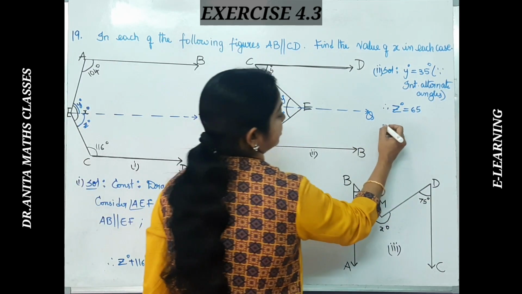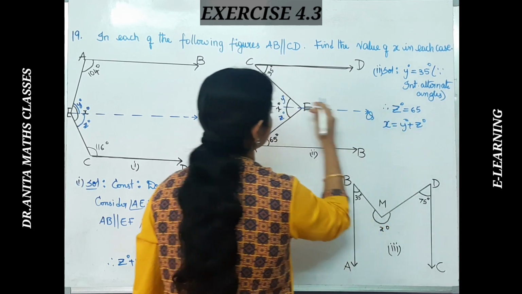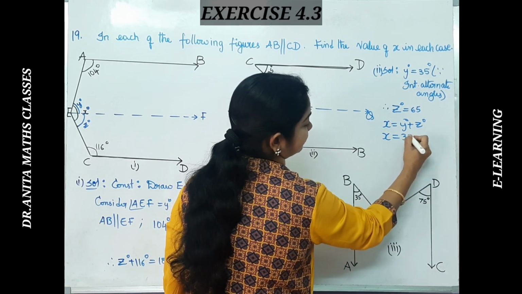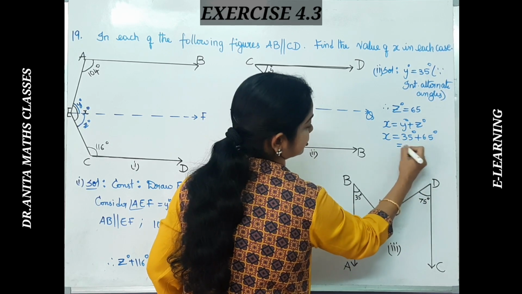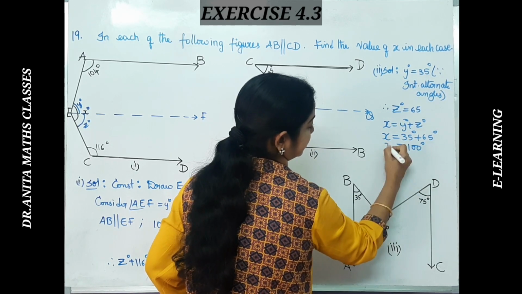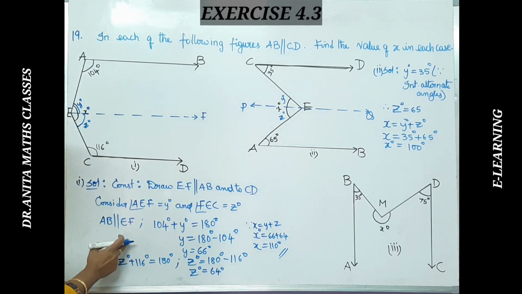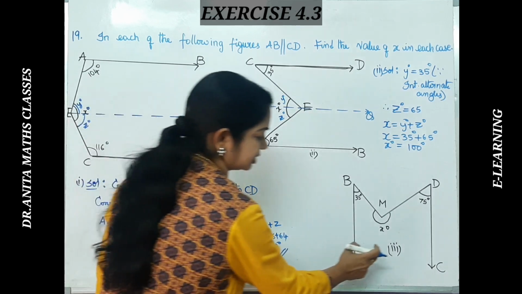Now here X is equal to Y plus Z. So this X, I supposed it as Y and Z. So X value is equal to 35 degrees plus 65 degrees. So that comes to 100 degrees for X. Here in the second diagram we got the X value as 100. In the first we got the X measure as 110 degrees. Now moving on to the third diagram.